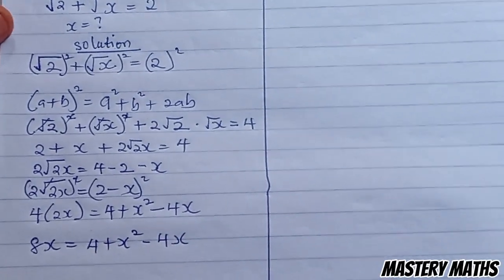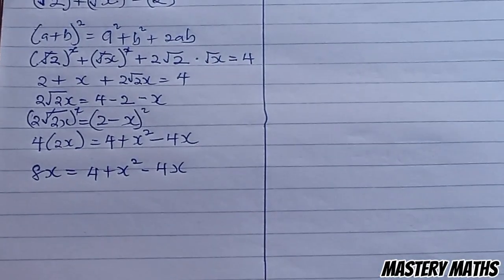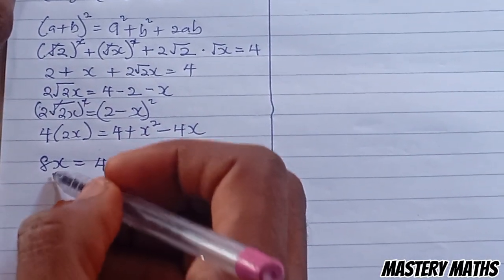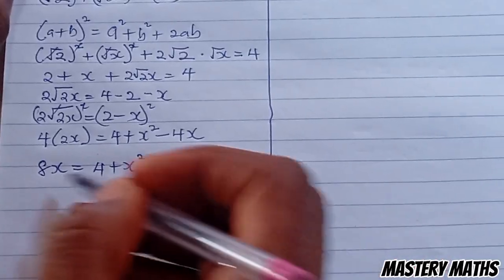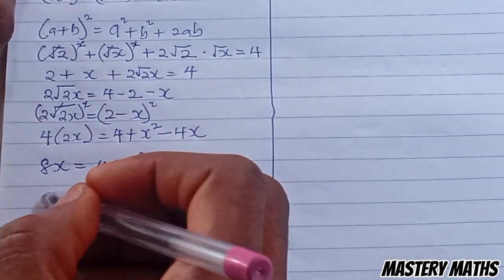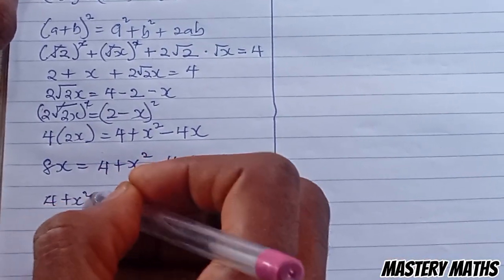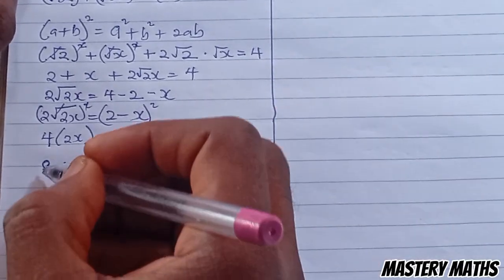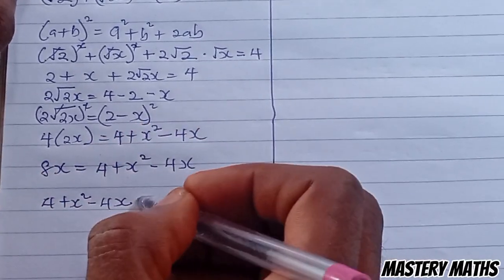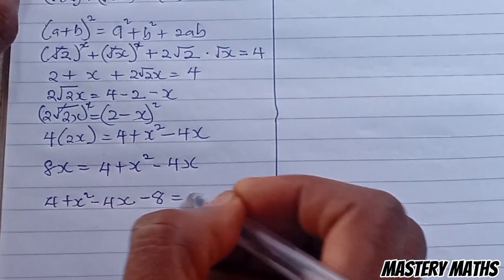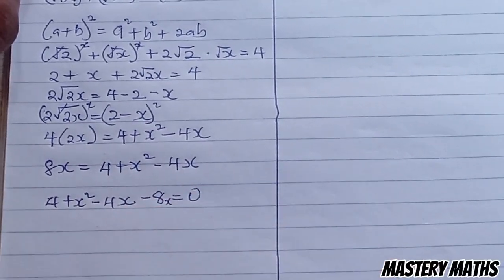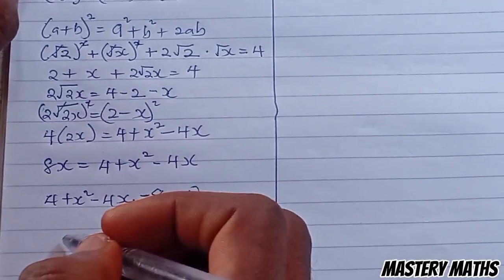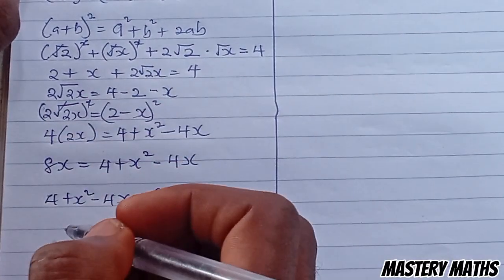Then after this, what should be the next thing? We are going to take this 8x to the other side. We take all to this side. Now it's going to be your 4 plus x squared minus 4x. You see it now? Then this plus 8x, when you cross over to this side, becomes minus 8x, equal to 0. Then when you work on it, we have to collect our like terms properly.